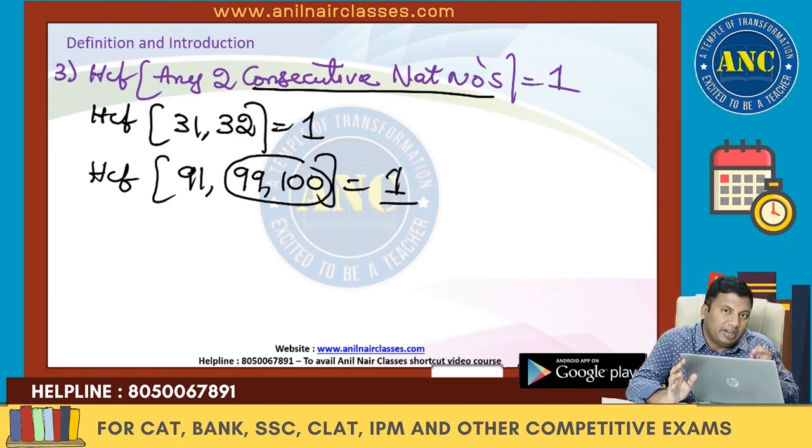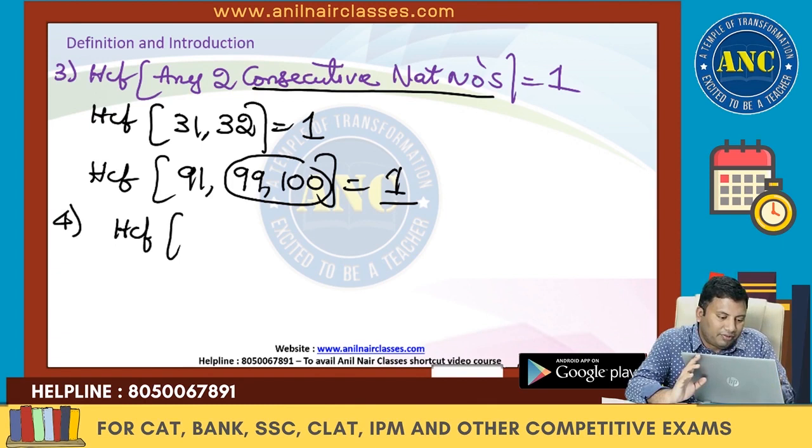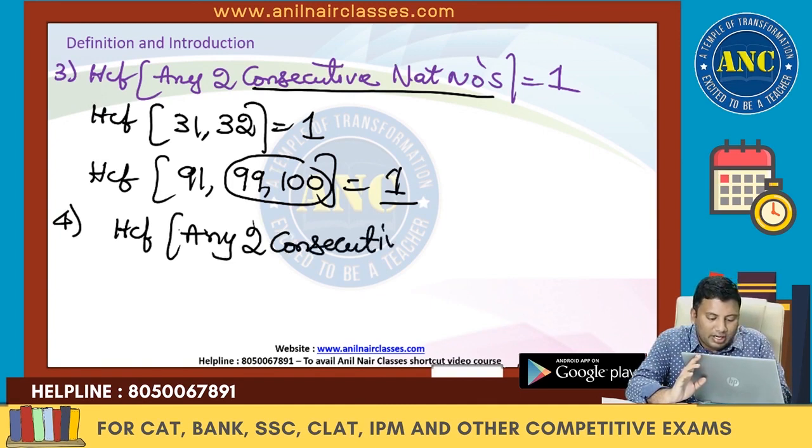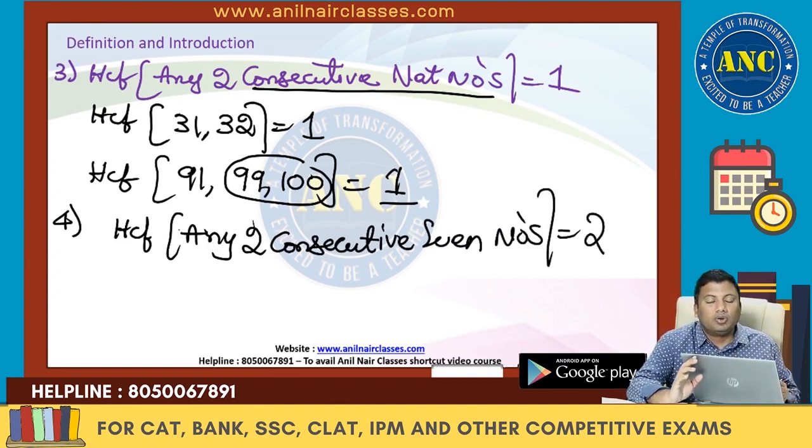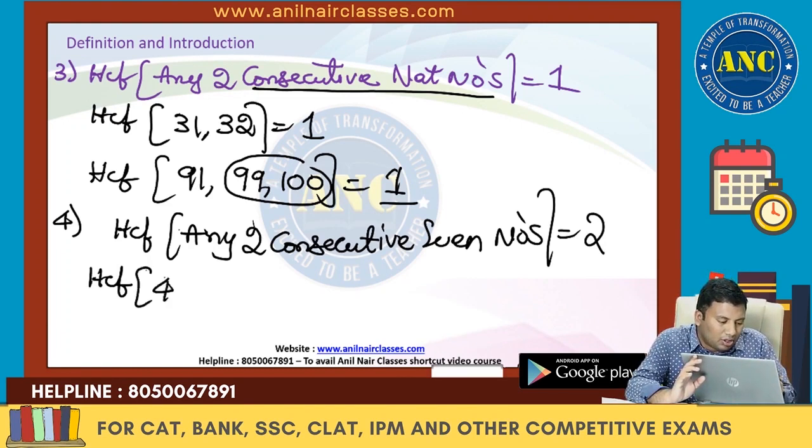HCF of any two consecutive natural numbers is 1. Fourth point, HCF of any two consecutive even numbers is 2. You take any two consecutive even numbers, HCF will always be 2. Why is it 2? Why should the above be 1? Everything we will discuss once I discuss the congruent modulo theorem.